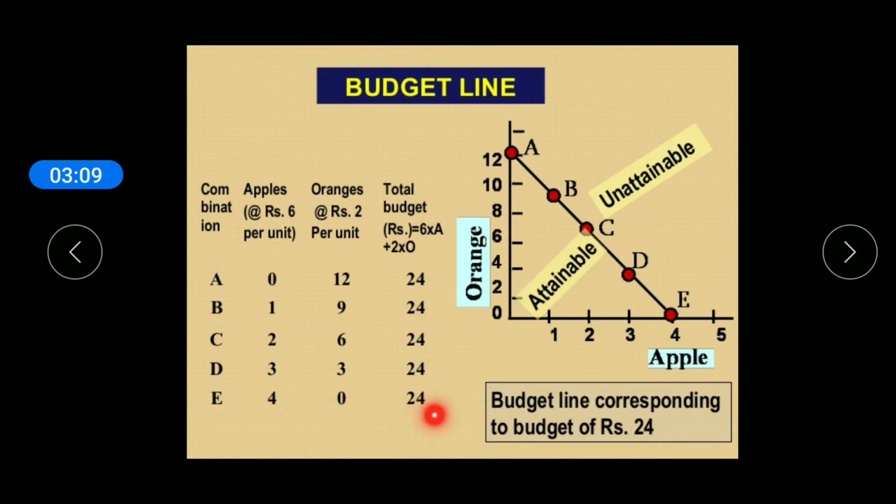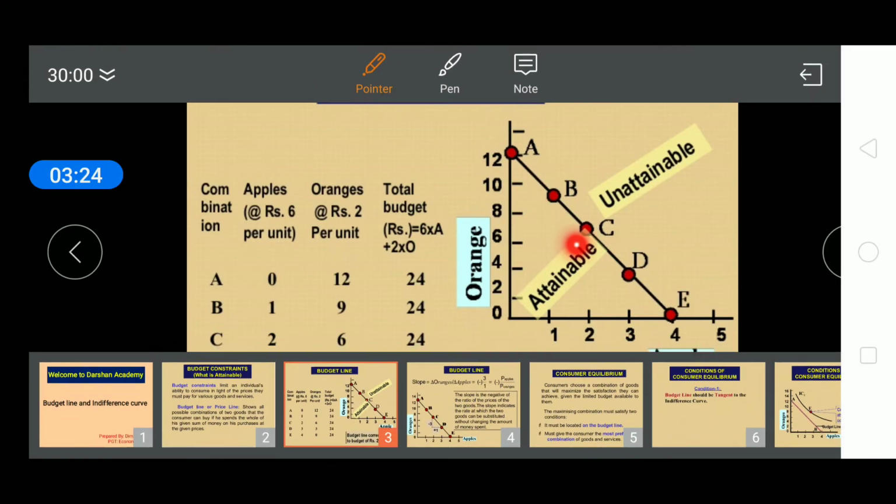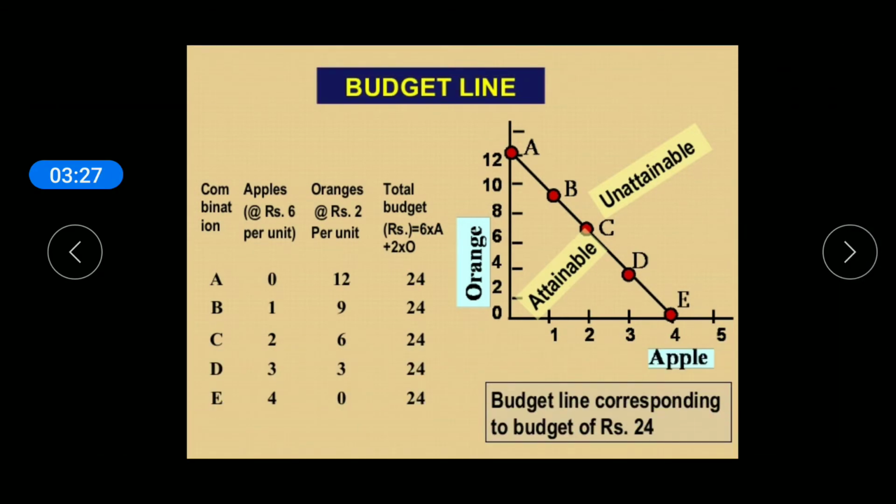Your budget is 24 rupees, and we can understand it with the help of this diagram. There are units of apple on the x axis and units of orange on the y axis, and these are the combinations A, B, C, D, E. These are all combinations of two goods which a consumer can purchase, and the line passing through these points is the budget line. It shows the limit of goods which you can purchase with your income, and the points which are under the budget line are all attainable with your income.